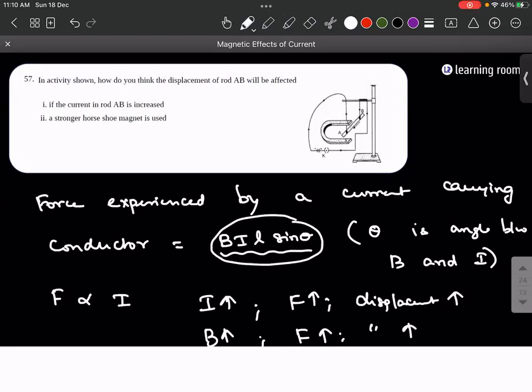So what you can write is, since force is directly proportional to the electric current flowing through the circuit, when current is increased, force will increase, hence the displacement will increase. Similarly for the magnet. Do you have to write it in a statement that force is directly proportional to current? Yes, you have to write it.